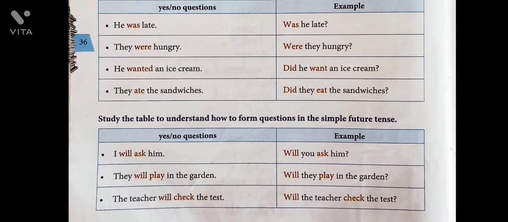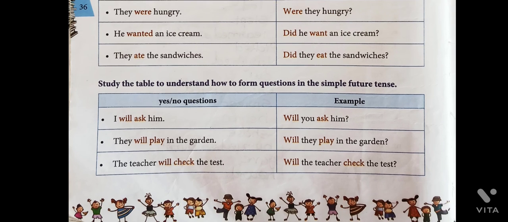Okay. He wanted an ice cream. The sentence shows past tense because here we are having ed. Wanted. So here the question will be, did he want? In question wanted क्या हो जाएगा? Want हो जाएगा. Present participle. Did he want an ice cream? And did shows that the question is of simple past tense.